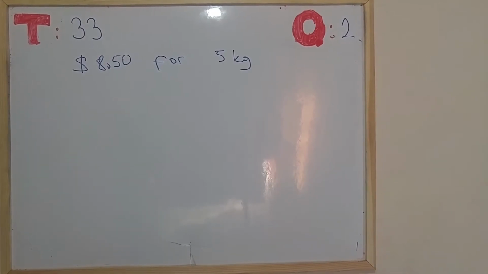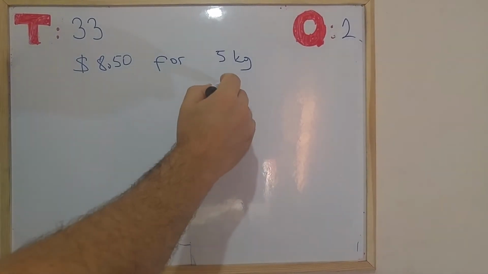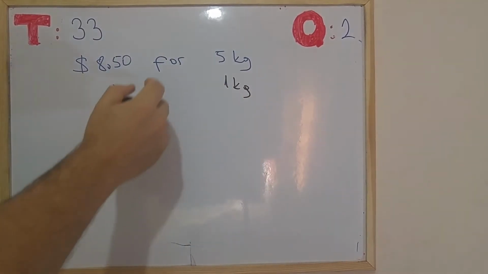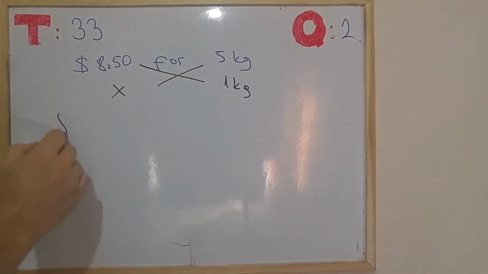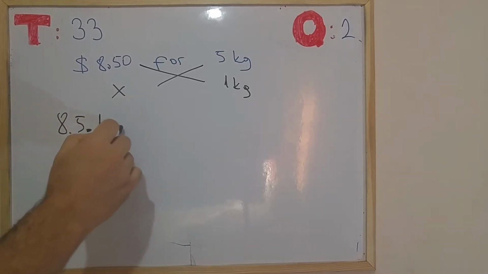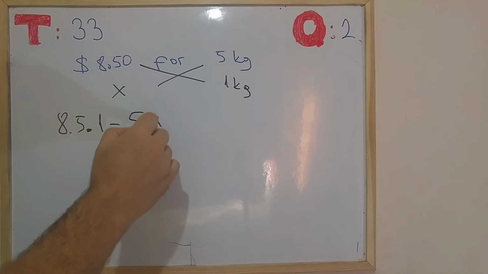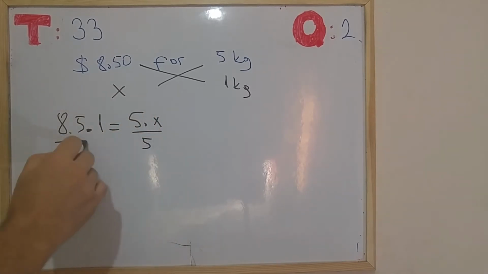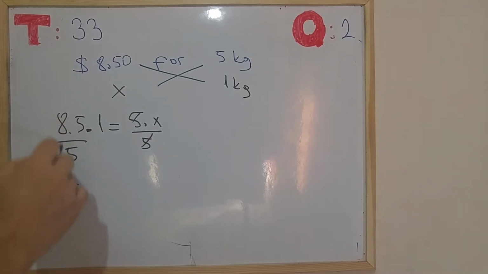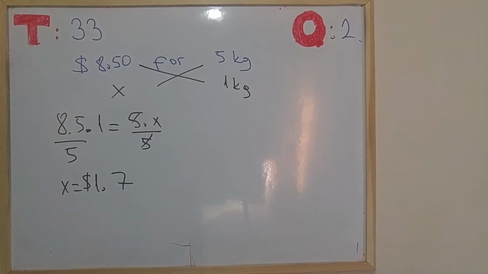To find out the price per kilogram, which means 1 kilogram, let's call it X, and we have a proportion. Let's do it. 8.5 times 1 must be equal to 5 times X. When I divide each side by 5, X will be equal to 8.5 divided by 5, which is 1.7. So the unit price per kilogram is $1.7.